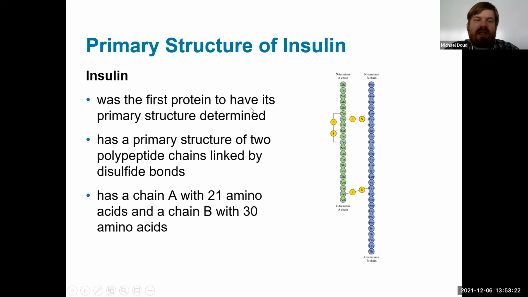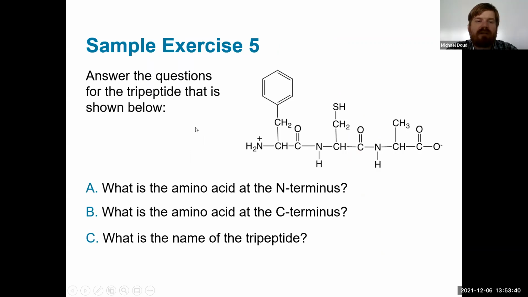Insulin was the first protein that had its primary structure determined. Again, that's because it's a relatively simple protein, but also a very important protein. And again, we have this primary structure. We have 2 polypeptide chains, and then they're linked together with these disulfide bonds.